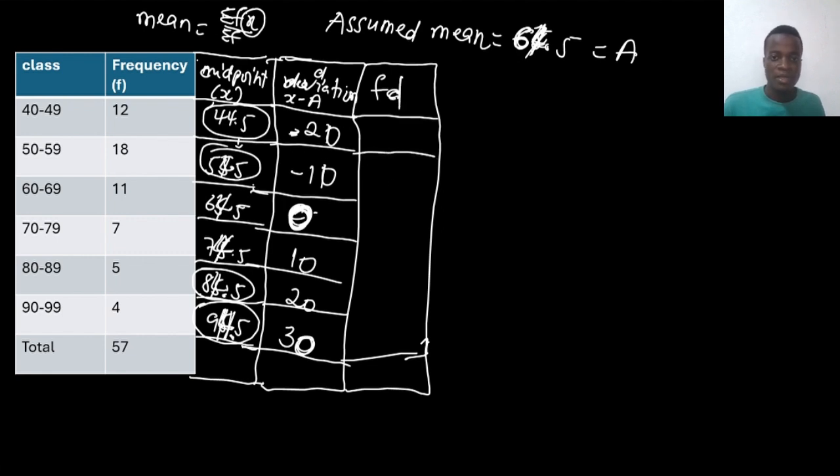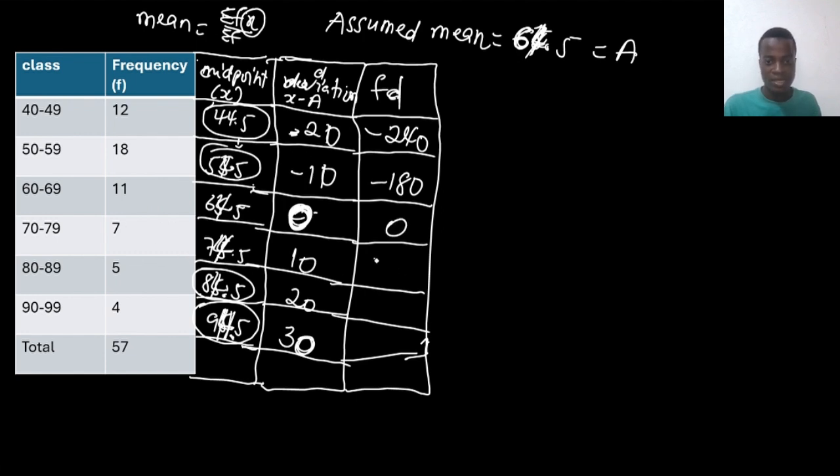Our f is 12, right? 12 times 20, let me use the calculator to do this. 12 times 20, negative 240, to be on the safer side, yes. So this one is negative 180, and then 11 times 0 is 0, right? And then 7 times 10 is 70. 5 times 20, sorry, that's 100. 4 times 30, that's 120.